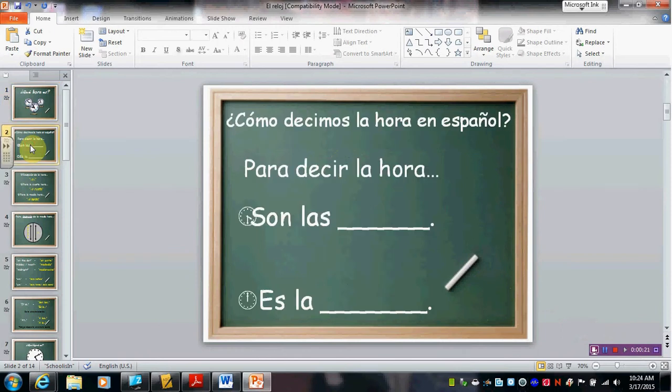In Spanish, we have two ways to start the sentence when it comes to the clock. We have son las, this one right here, to say it is, but it's only used for anything between 2 and 12. Now, this one right here, la, is only used for 1 o'clock.